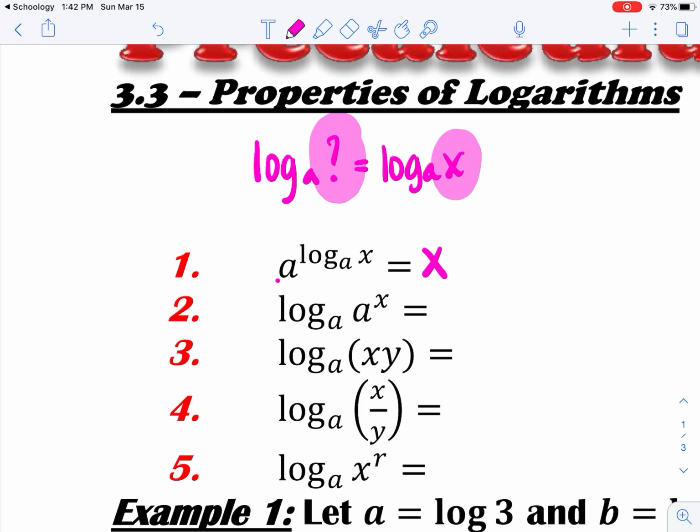What I like to look at is if you have a base of a raised to a log with a base of a, that's just equal to the argument of that log.